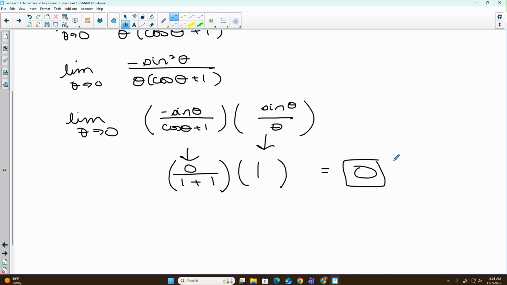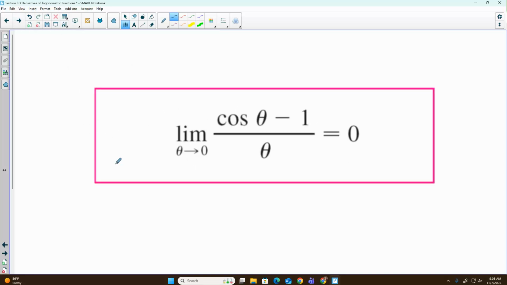Your book kind of sets this off as another identity, something that you can just remember from now on. Sometimes I use it, a lot of times when I have this, I feel like it's one more thing to remember. We can always evaluate it again if we have to, just by multiplying by the conjugate. So you have to at least know that if theta is going to 0, sine theta over theta is equal to 1. This one is kind of bonus. It might save you a couple steps, but if you don't remember this, it won't be the end of the world. You can get it from the other one. All right.